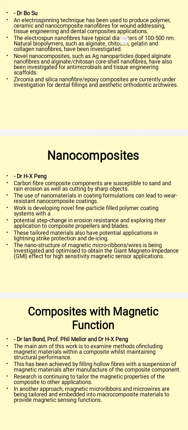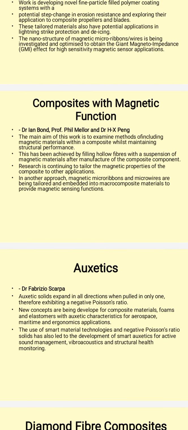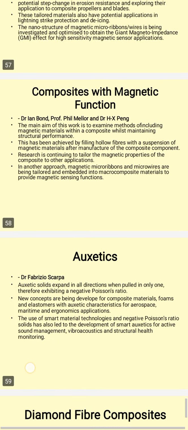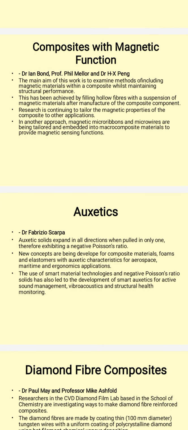This has been achieved by filling hollow fibers with a suspension of the magnetic materials after manufacturing of the composite component. Research is continuing to tailor the magnetic properties of the composites to other applications. In another approach, magnetic microribbons and microwires are being tailored and embedded into the macro composite material to provide magnetic sensing functions.